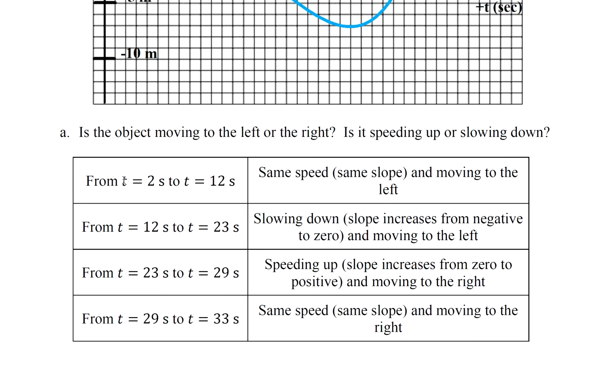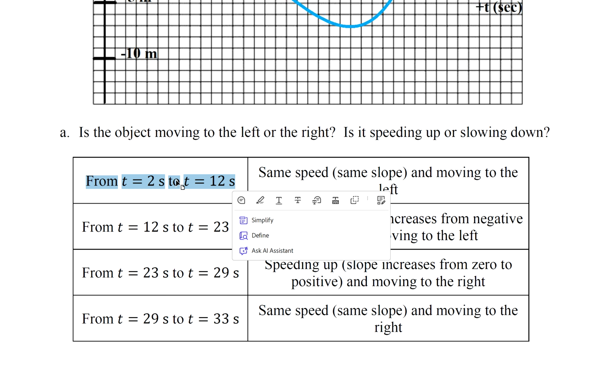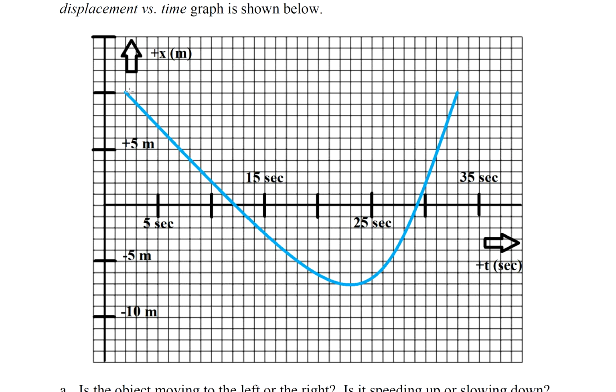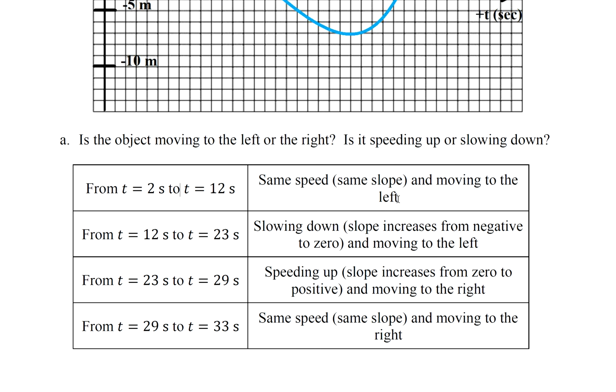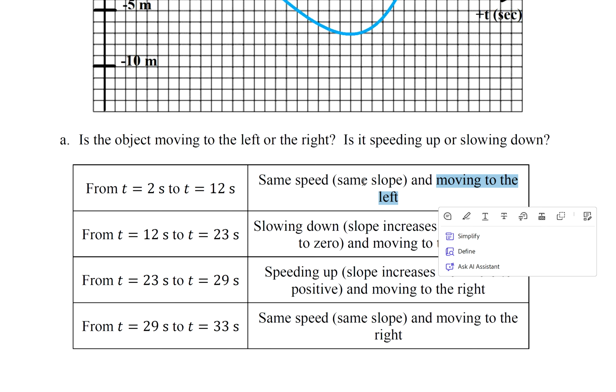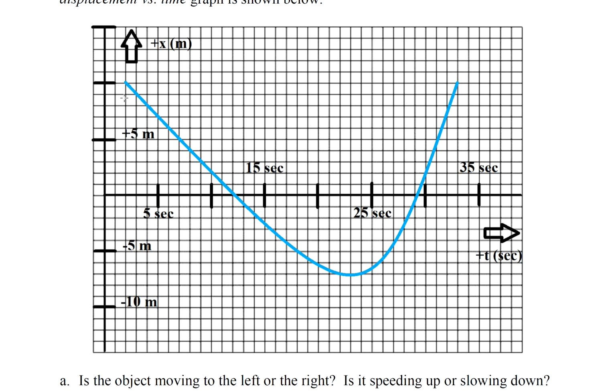Is it speeding up or slowing down? From 2 seconds to 12 seconds, we could see that the object is moving to the left, because it's getting closer to x equals 0. So it's moving to the left. And from 2 seconds to 12 seconds, the speed is about the same because the slope is about the same.